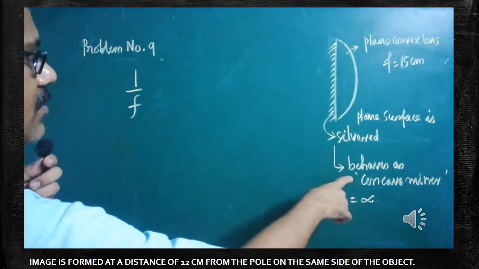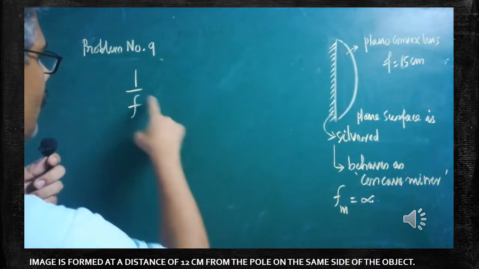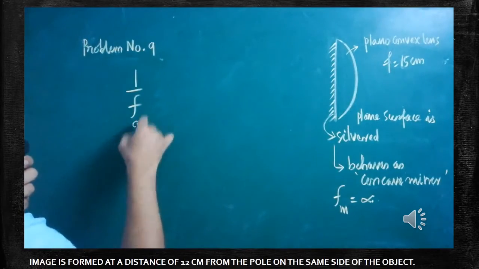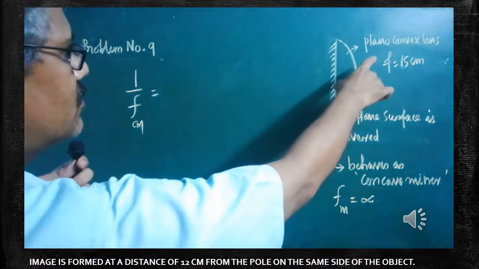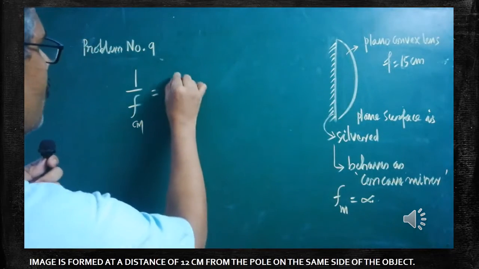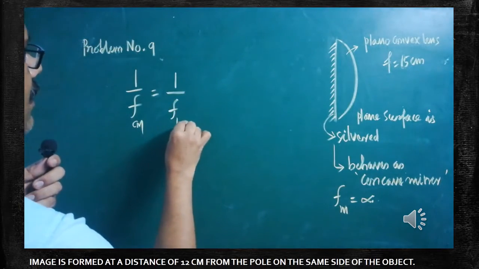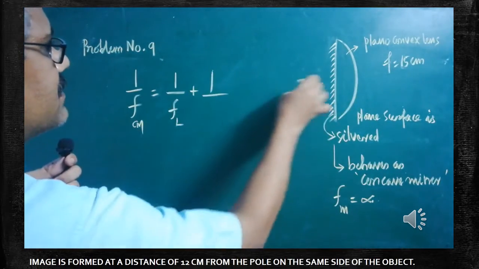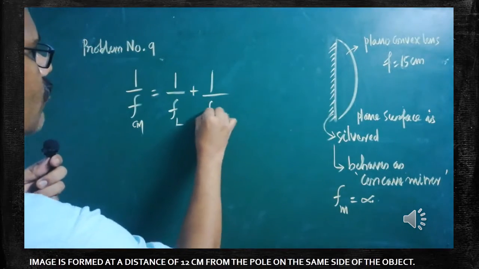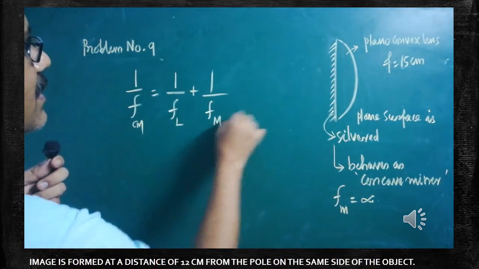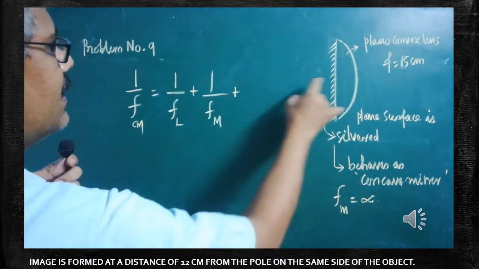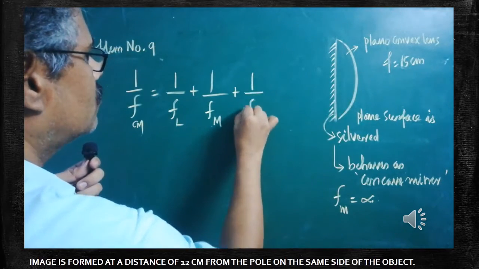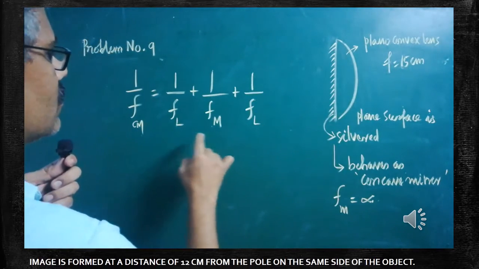1 by f, the entire system is taken as a concave mirror now, therefore instead of f you substitute fcm, the focal length of the concave mirror, its reciprocal is written. 1 by fcm is equal to, here when the light ray travels two times through the lens, therefore 2 times it must be written. 1 by fl plus, after getting reflected from the plane mirror surface, 1 by fm must be written. Again it gets refracted through the lens, therefore one more time for the lens 1 by fl must be written.